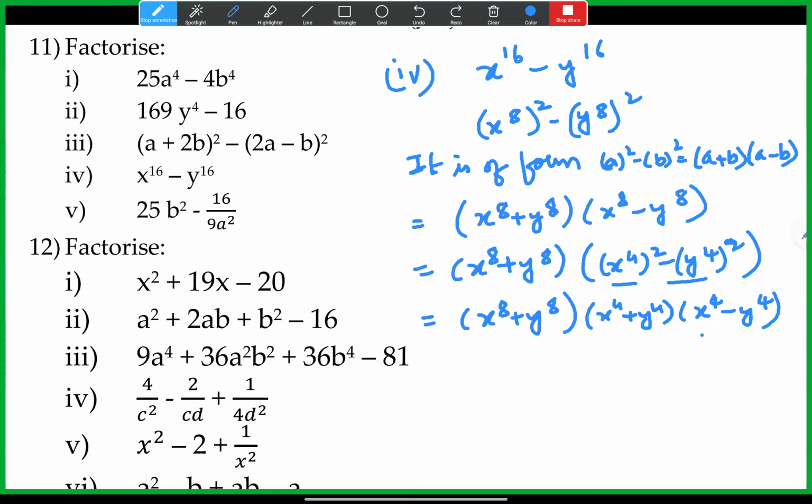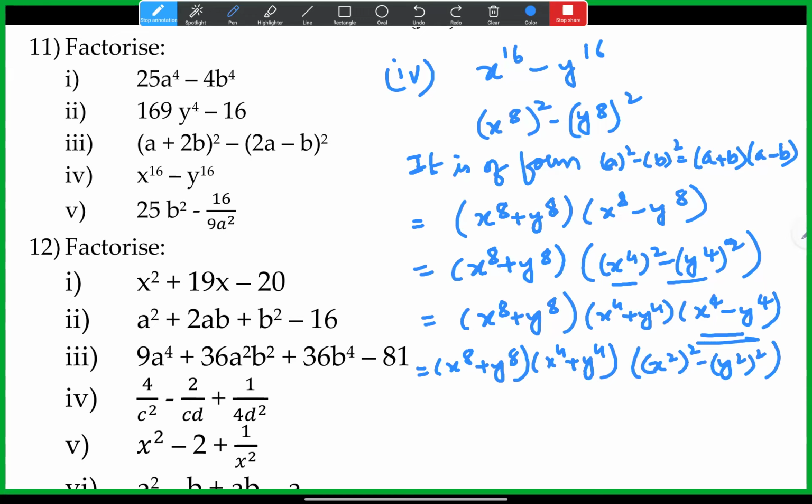Now this can be done further, right? Yes, Maisha, this can be further done again. The remaining ones we write as it is: x power 8 plus y power 8 and x power 4 plus y power 4. This thing can be written as x square whole square minus y square whole square. Okay. Now again it looks like a square minus b square, where a is x square, b is y square. So the remaining things as usual, right?